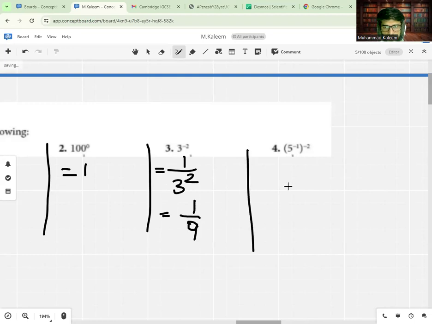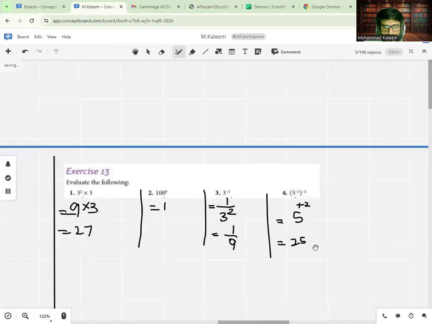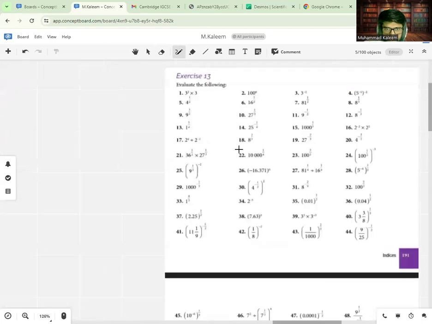Now we have to solve this one. In this one, we have a double index, so we have to apply the fifth rule, that is about the double index. You just have to multiply these indices. So negative 1 times negative 2, that will be positive 2, because negative times negative becomes positive. After that, we have 5 squared. 5 squared means 5 times 5. That means we have 25. That's all. Okay, and let's skip a few questions here.